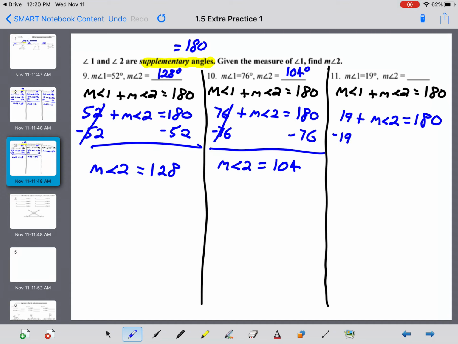Last one, we're going to subtract 19 from both sides. 19's cancel, and the measure of angle 2 is equal to 161 degrees.